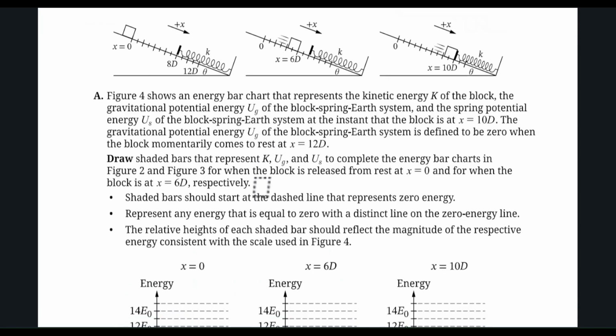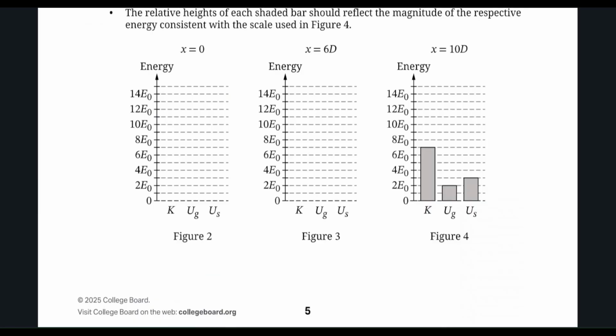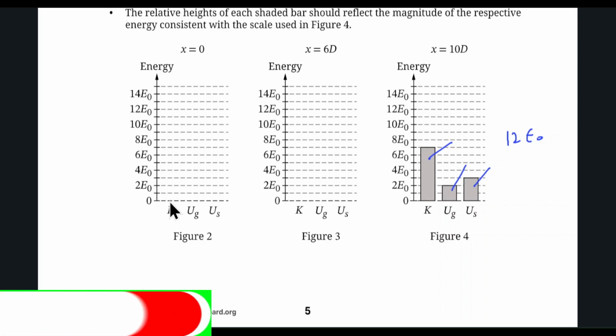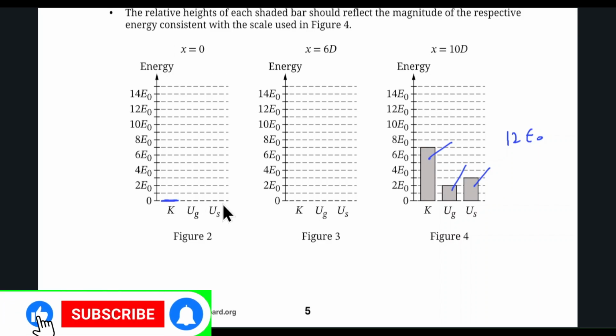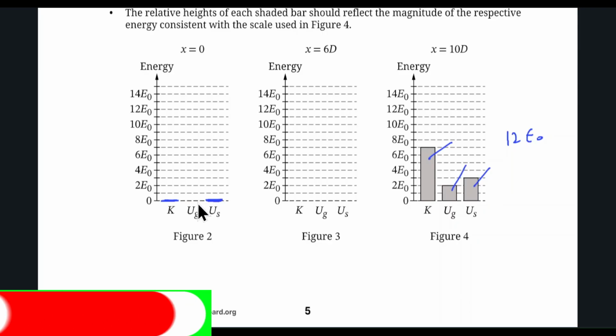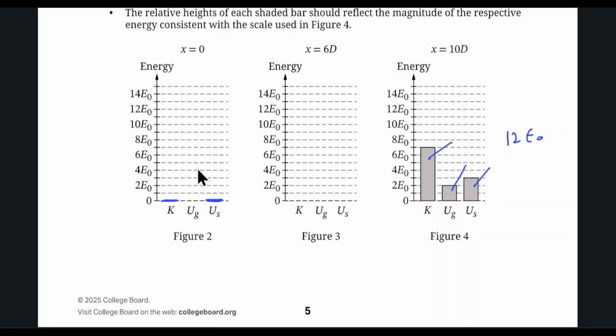So I know that the entire energy is conserved. Let's count the number of blocks over here. This is 7, this is 2, and this is 3. So that's 12 E naught. So 12 E naught has to be conserved, right? At x equal to 0, the block is released, so there is no kinetic. The spring is sitting peacefully without any stretch or compression, so it is also 0. So the entire 12 will be in the potential.